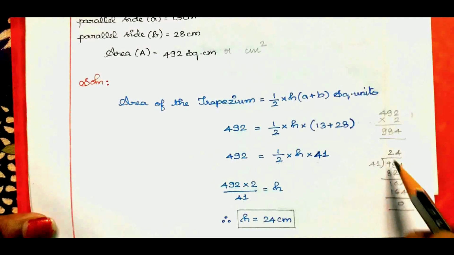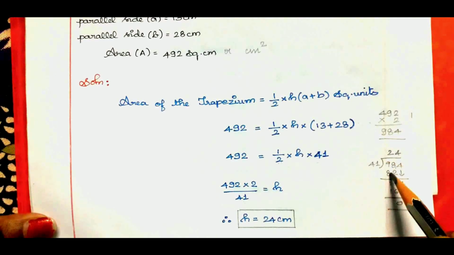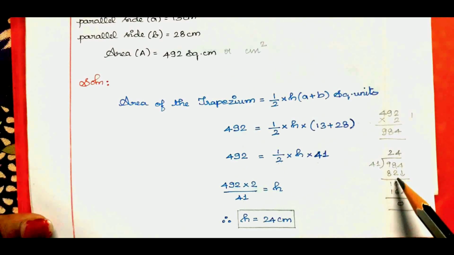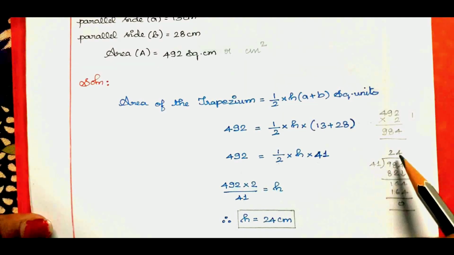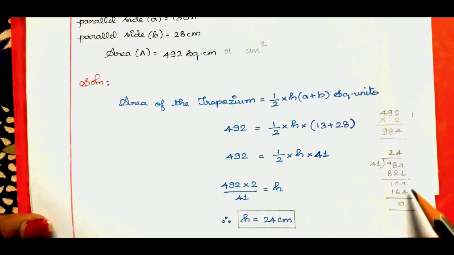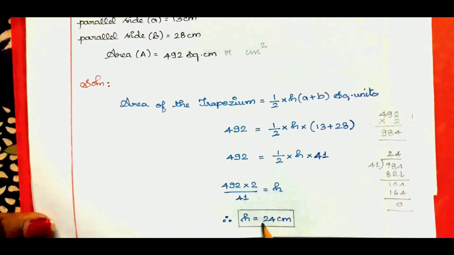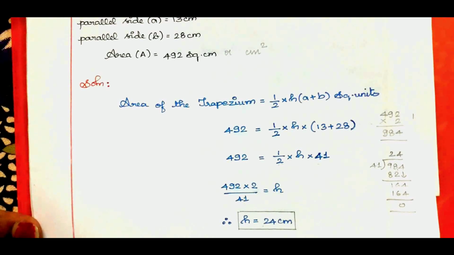Okay, the 2 table. 1 2 is 2, 2 4s are 8. So now subtract it. 9 minus 8 is 1, and 8 minus 2 is 6, and take this 4 down. So now we'll go with the 4 table. 4 1 is 4, 4 4s are 16. Therefore the answer is 24. Therefore h is equal to 24 centimeter.